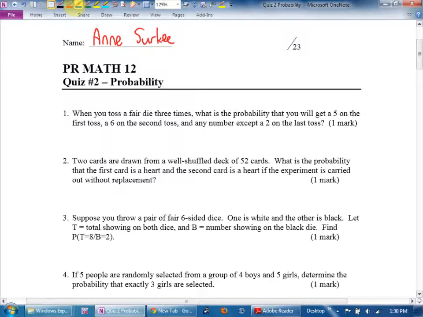I think this is really saying, comma, and. And what does and mean? Multiply. What are the odds of getting a 5 on the first toss? 1 out of 6. And what are the odds of getting a 6 on the second toss? 1 out of 6. And any number except a 2. What are the odds of not 2? 5 out of 6. 5 out of 216. 1 mark.